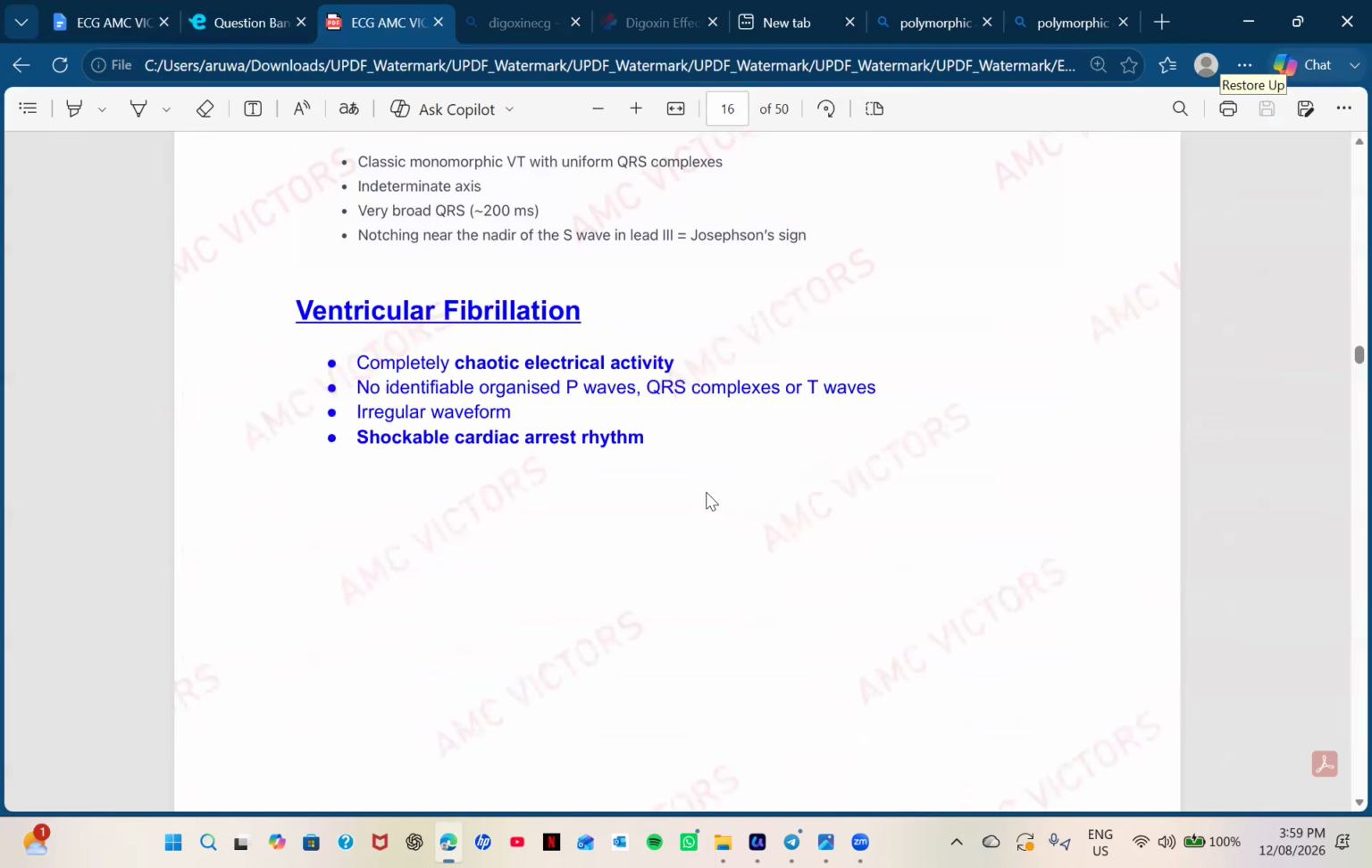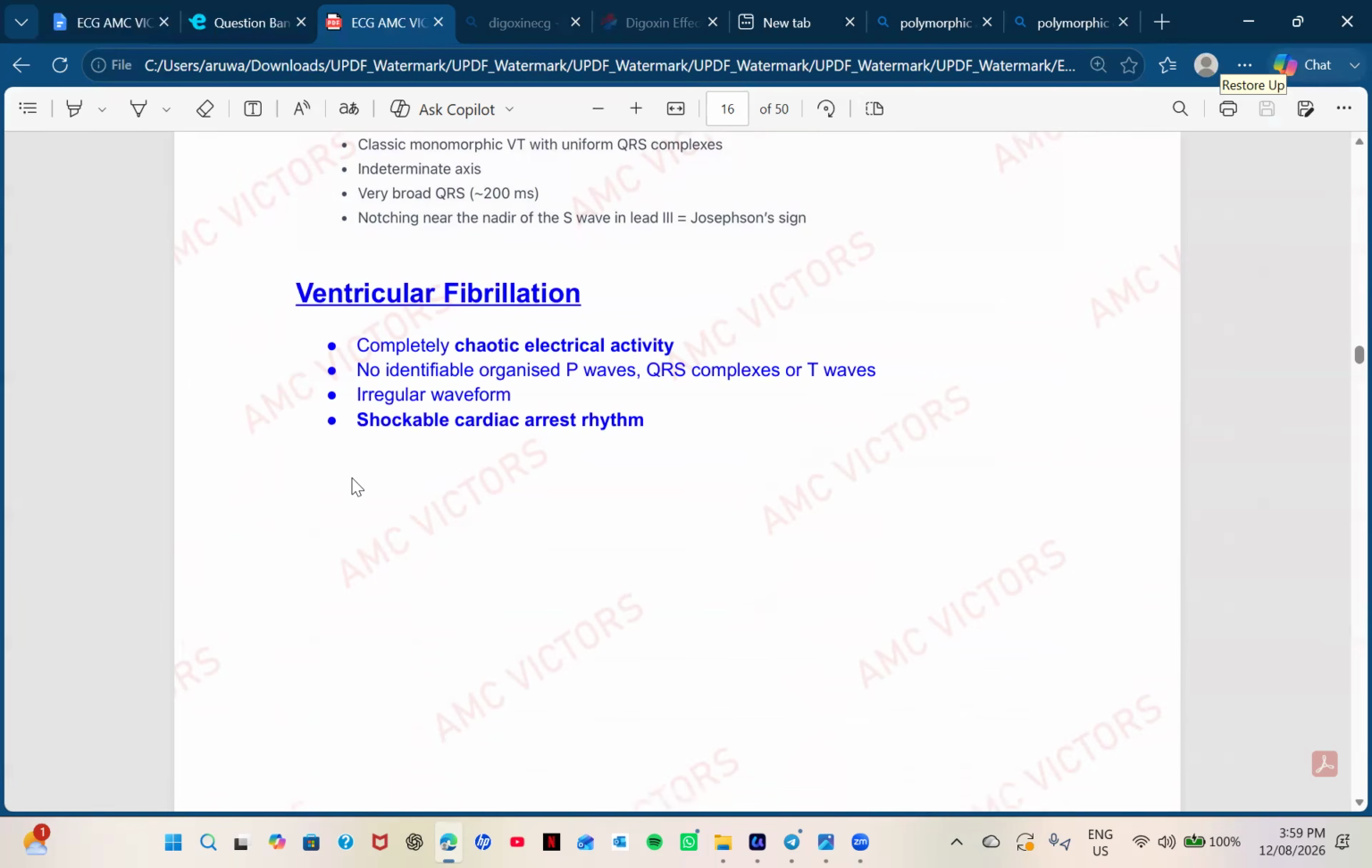So, what is ventricular fibrillation, doctors? What is ventricular fibrillation? Tell me. Very important.